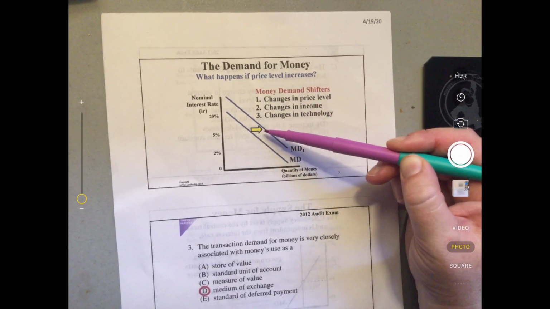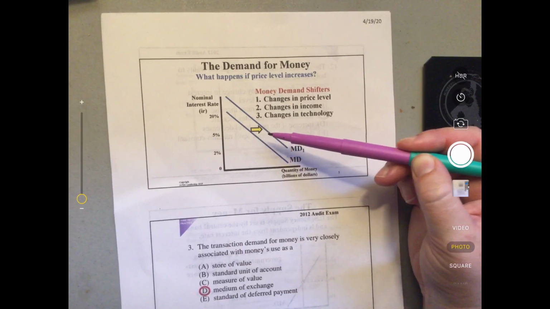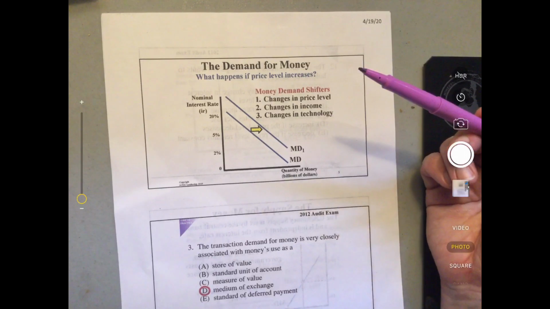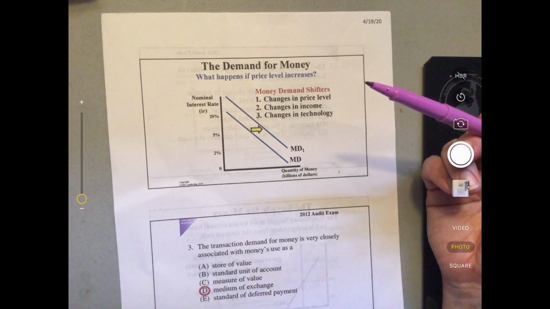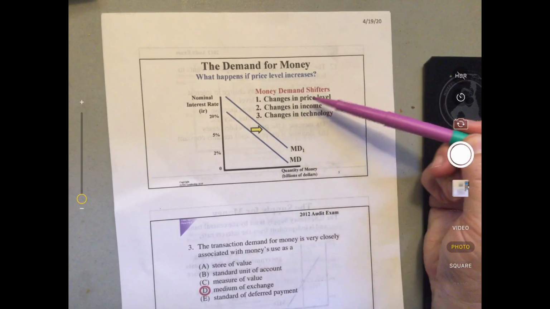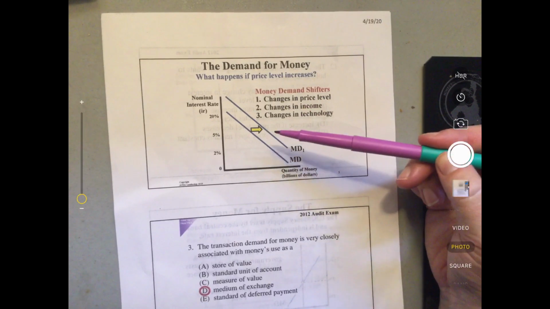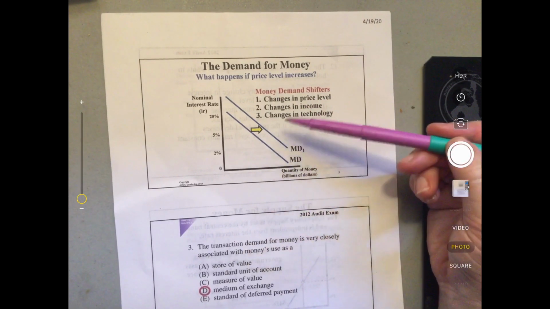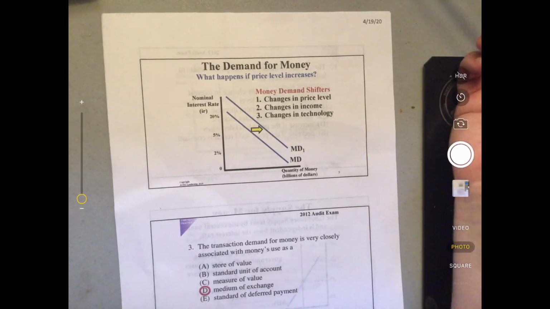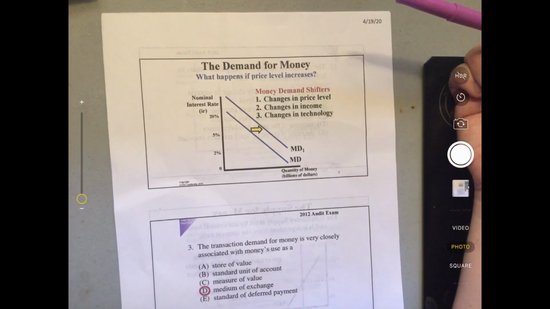Well, the demand for money is going to increase as well. Why is that? Things are going to cost more, so you're going to need more money to make these transactions and to buy these goods and services. So when the price level increases, so does the demand for money. All right, changes in income. If your income increases, you will want to buy more things. You'll need to demand more money. Therefore, there would be an increase in the demand for money.